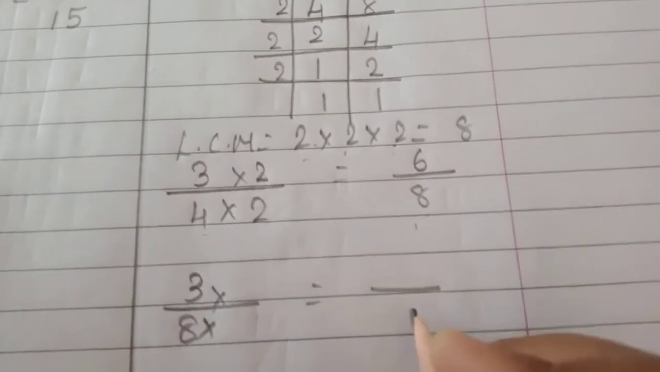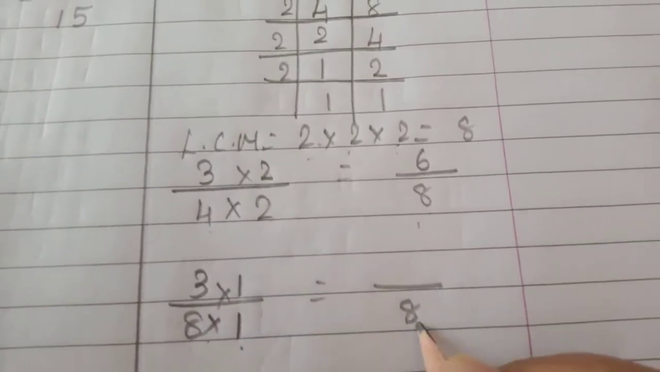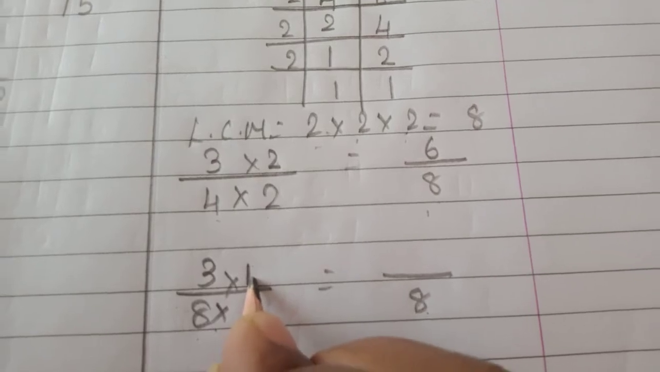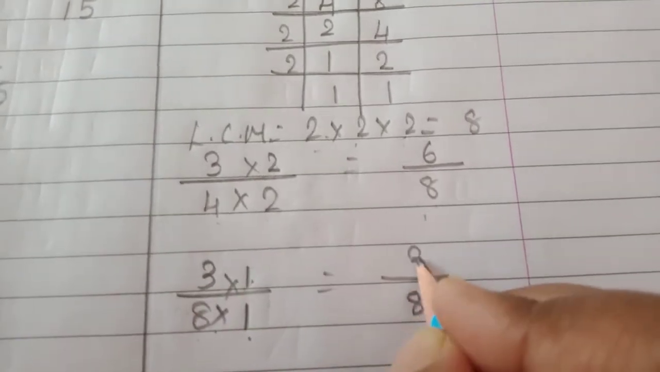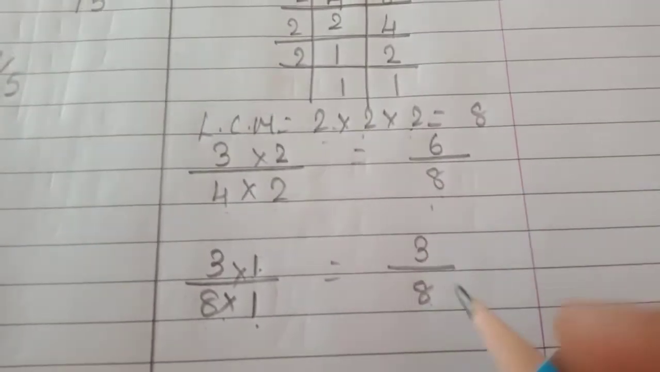We want denominator 8. So here 8 is there. So we will multiply 1. 8 1s are 8. And in numerator also we will multiply by 1. So 3 1s are 3. Now both the denominators become same.